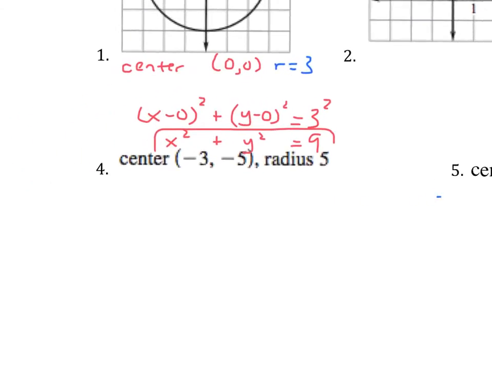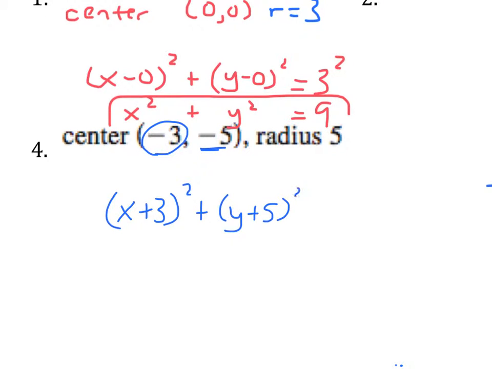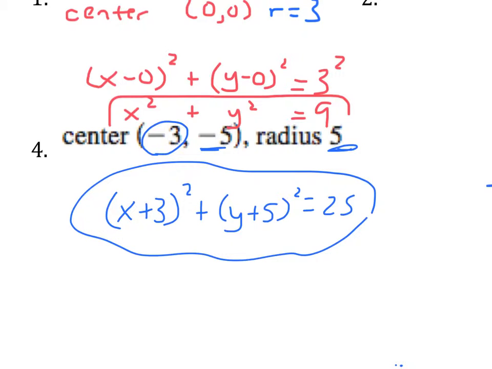And now let's look at number 4. Very similar, except there's nothing to interpret. All we have to do is jump straight to the answer. Notice I'm going to do the opposite of what I see there. So I'm just going to go ahead and put a plus 3 in, all squared. Opposite of what I see here, so y plus 5 all squared. And go ahead and just square this right here, because r squared is what goes next. So I'll just put a 25. No work to show, I just jump straight to the answer.